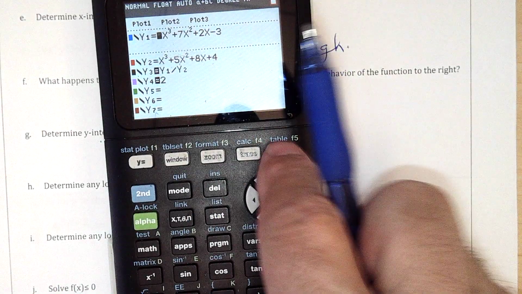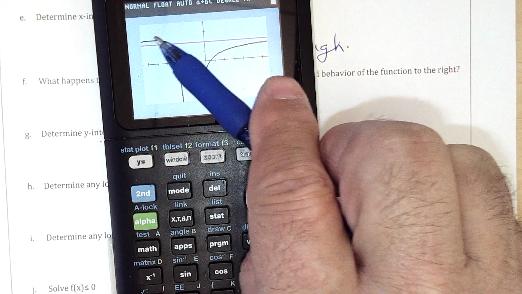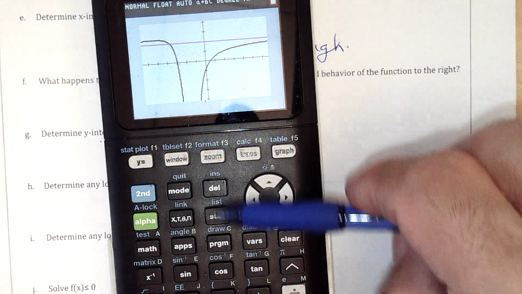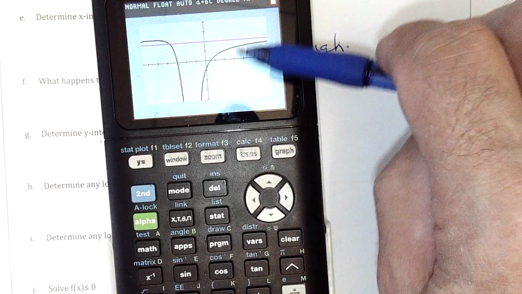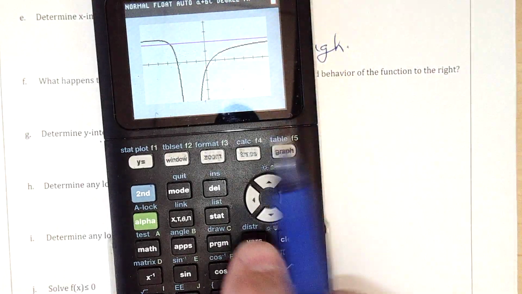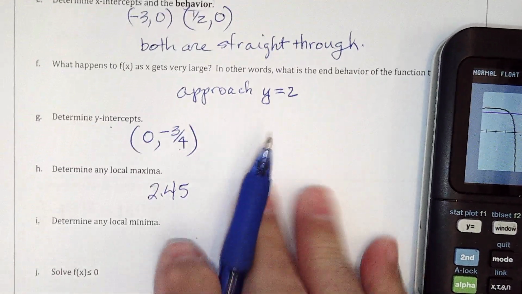Is there a local minimum? It goes up and then goes down to infinity, comes back, and never has a low spot that goes down and comes back up, and so there are none.